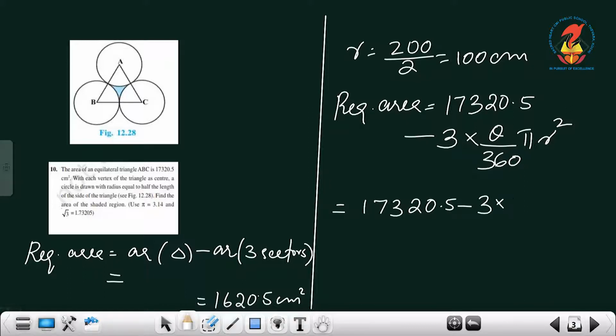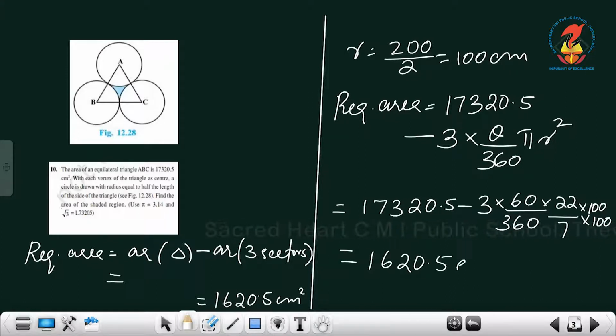17320.5 minus 3 into 60 divided by 360 into 22 by 7 into 100 into 100. So, when you solve this, you will get this as 1620.5 centimeter square. So, this is easy. Area of the equilateral triangle minus 3 times area of a sector, which we are getting as 1620.5 centimeters square.